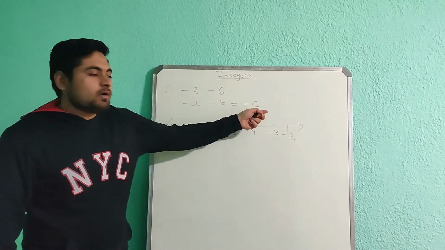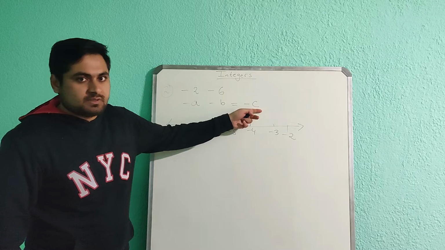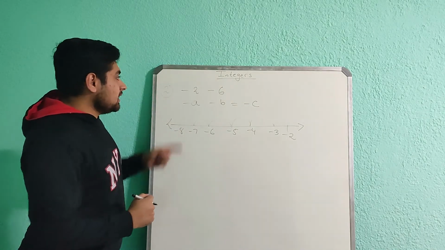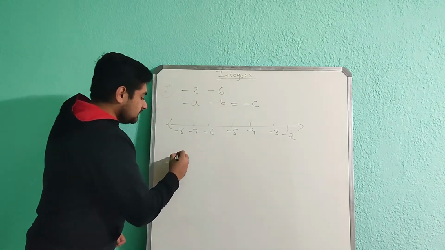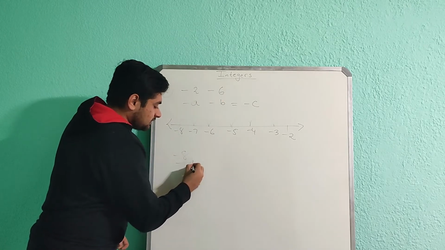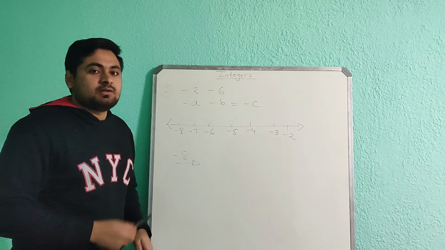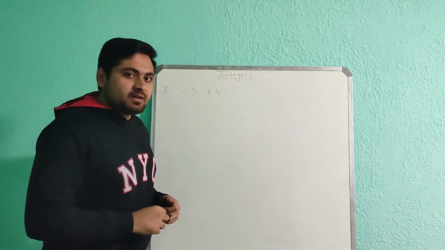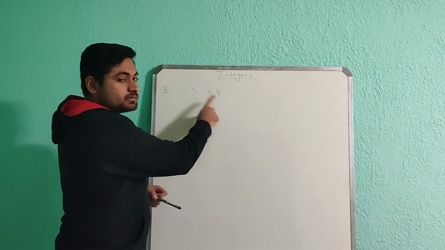According to our rule 4, our outcome should be negative C. Hence we can see we got the answer as negative 8. So negative 2 minus 6 gives us the answer of negative 8. That is our answer. Did you also get the same answer? Now let's look at number 3. Number 3 says negative 5 plus 4.